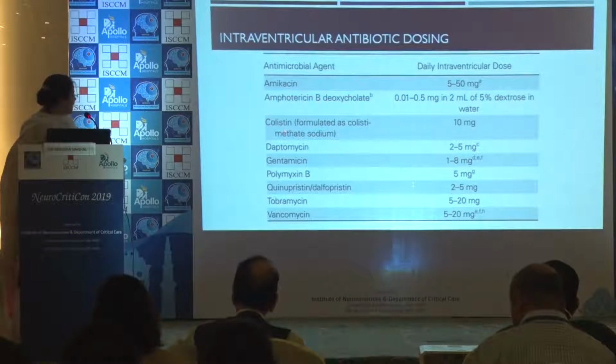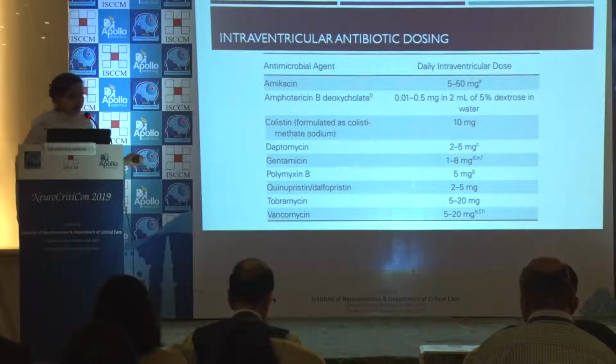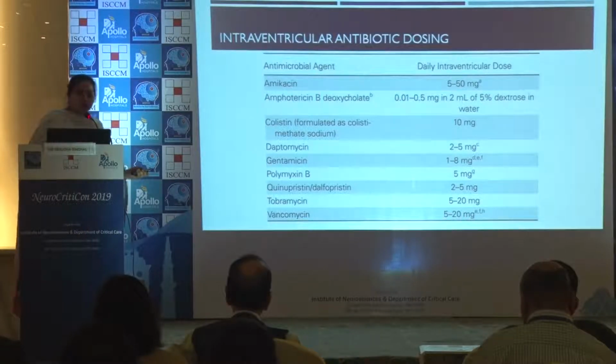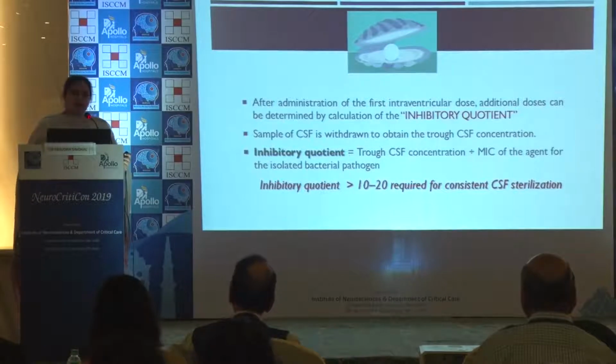Let me just reiterate colistin. The dosage is usually 50,000 units that we give. And for vancomycin, we usually administer 10 milligrams intrathecal. Anybody else may have different experiences.